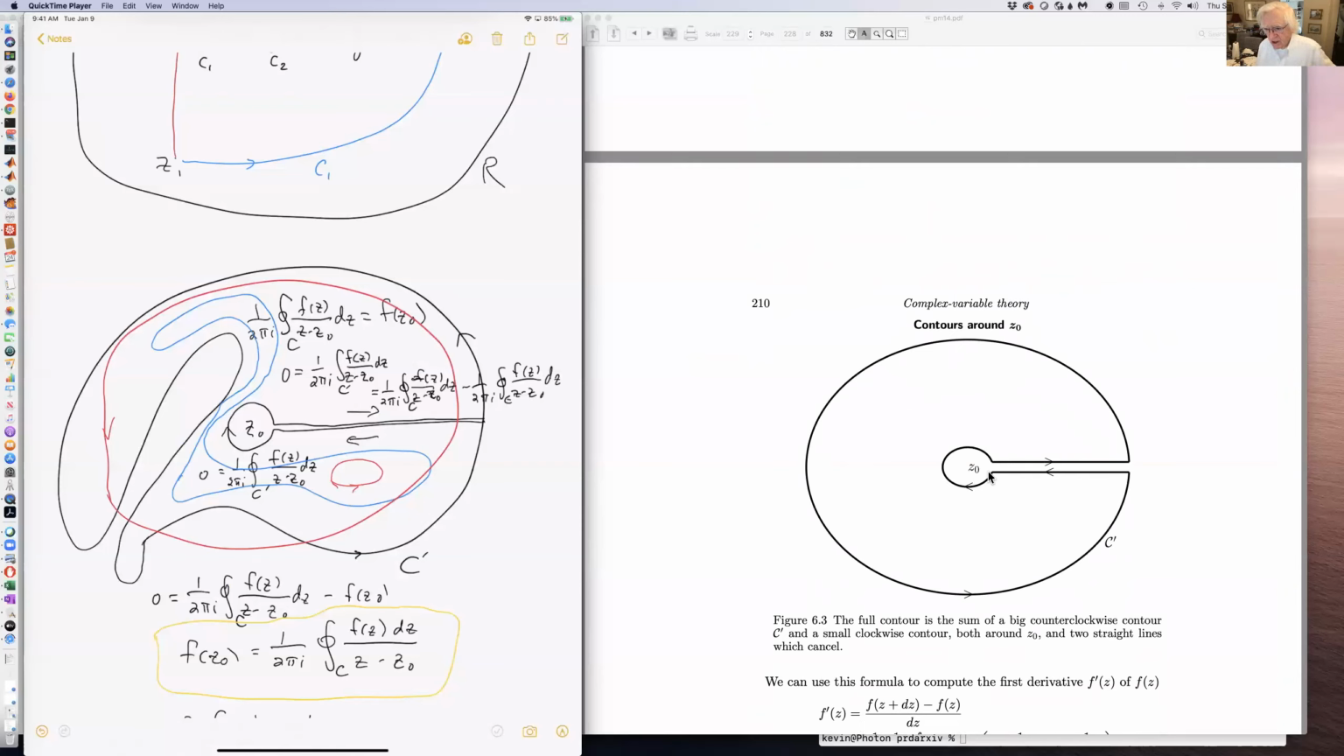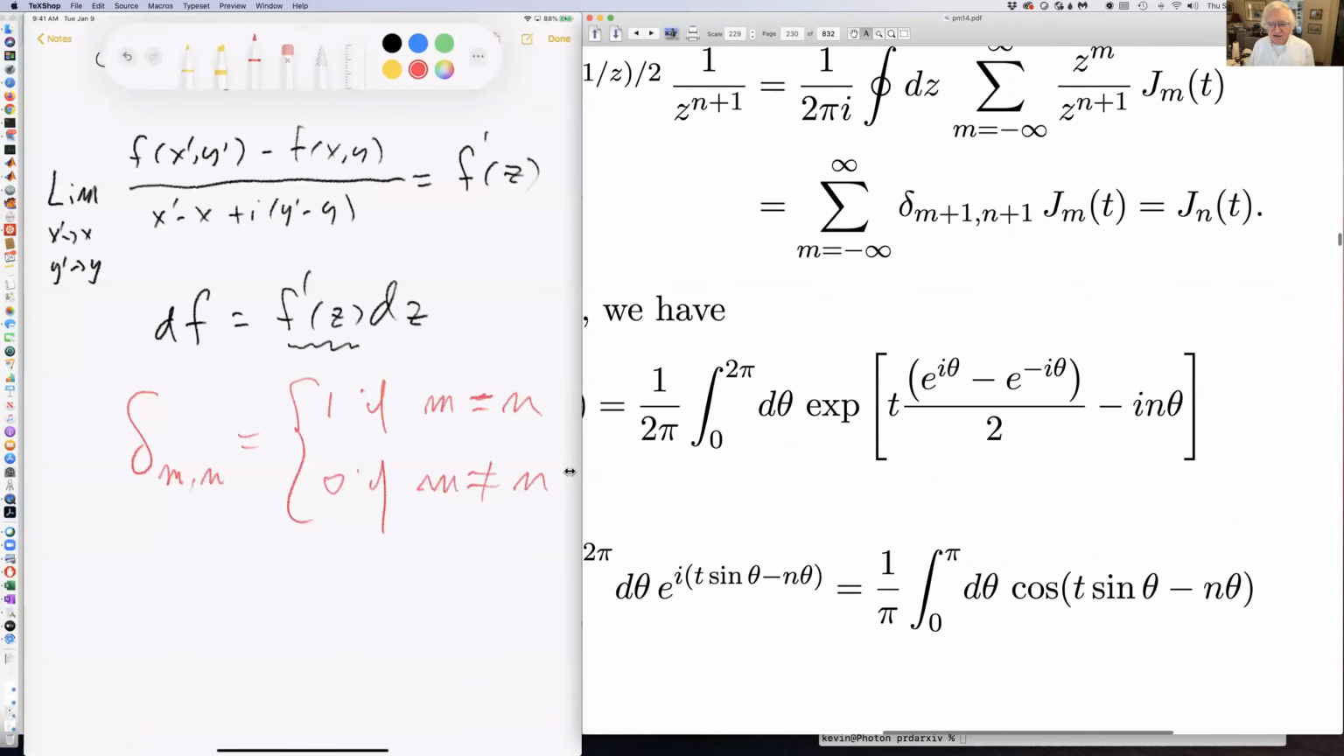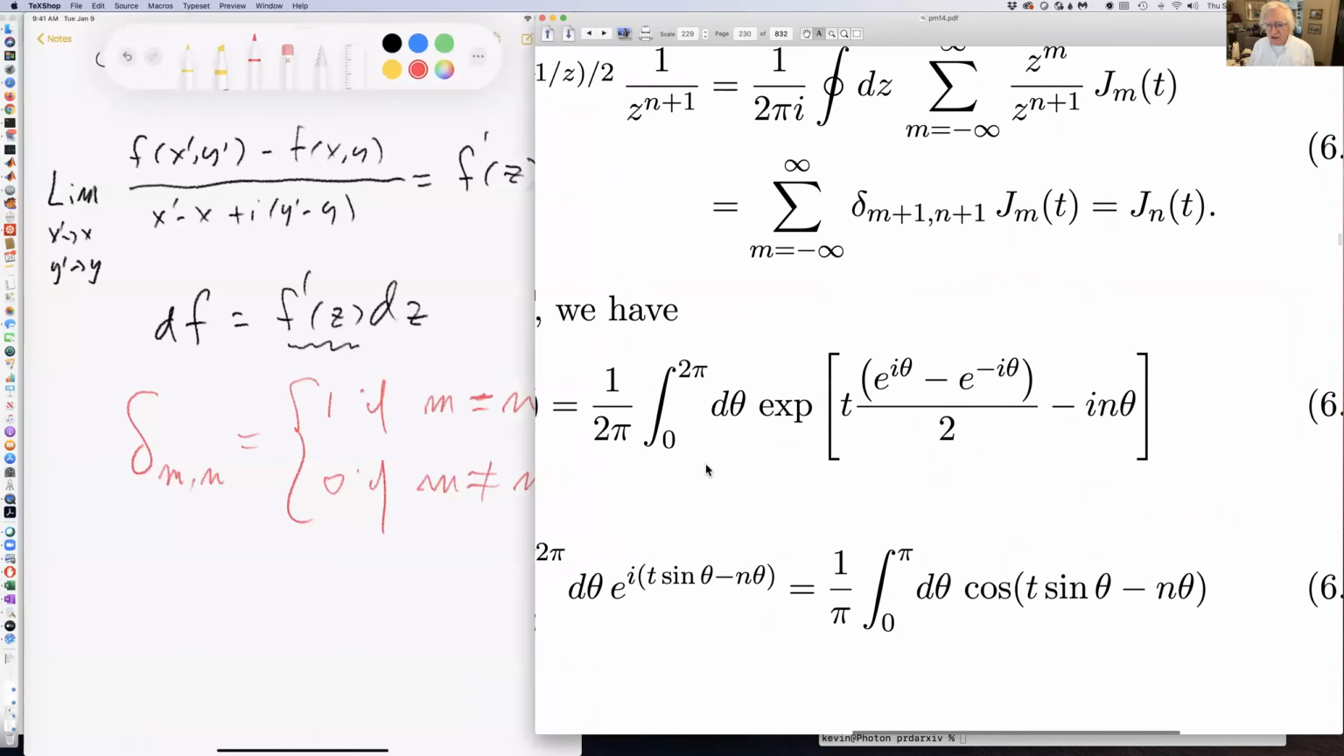So what we have then is that Jn is equal to this integral, and now letting z equal e to the i theta, which is the way we did the integral, we have that Jn is an integral d theta e to the, and now z is e to the i theta, minus 1 over z. 1 over z is just e to the minus i theta, over 2.